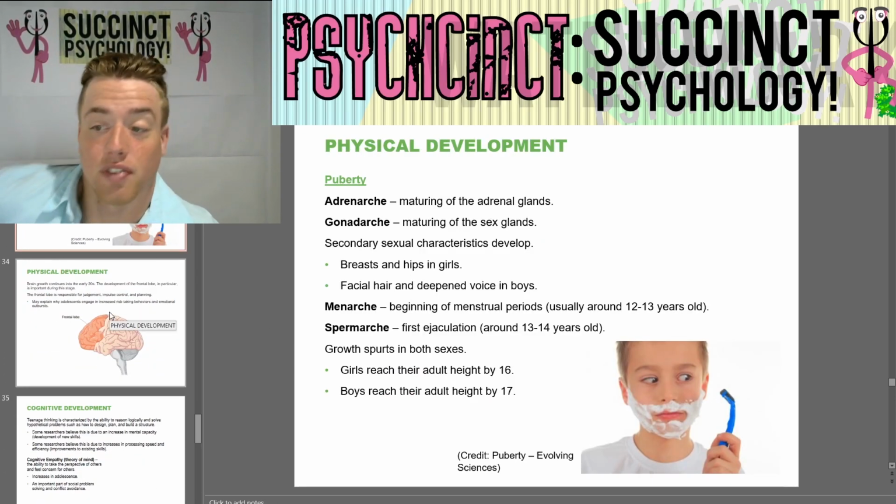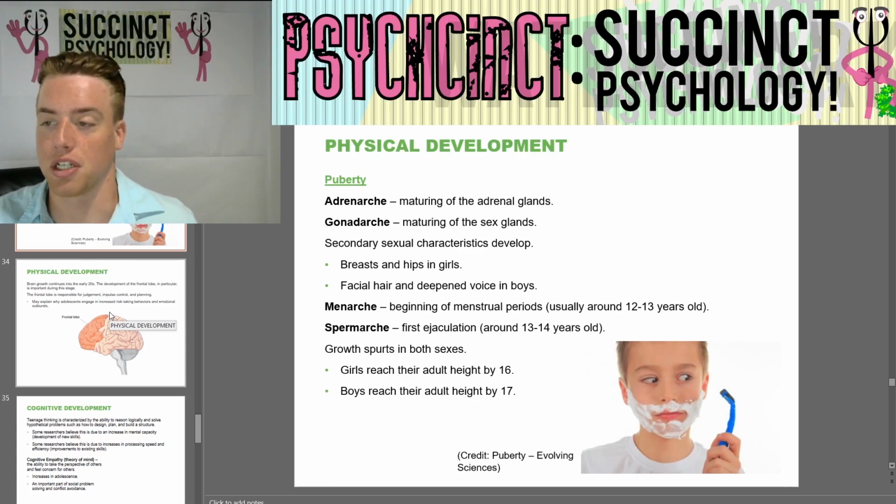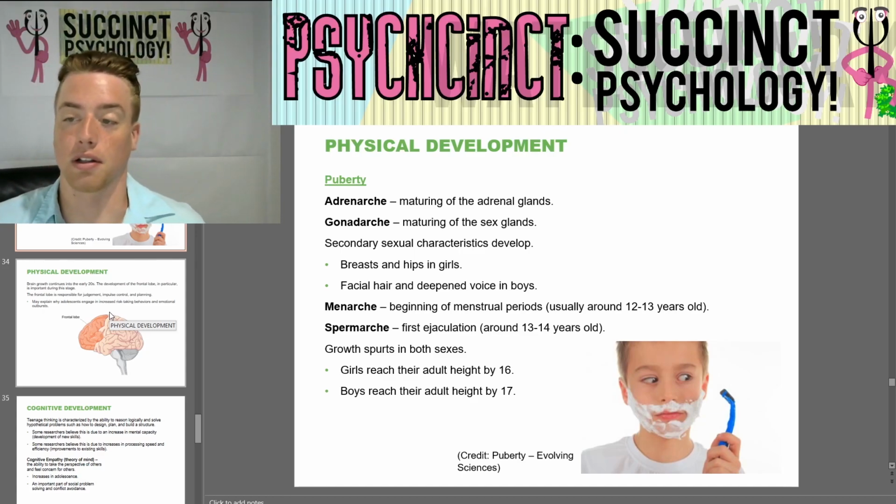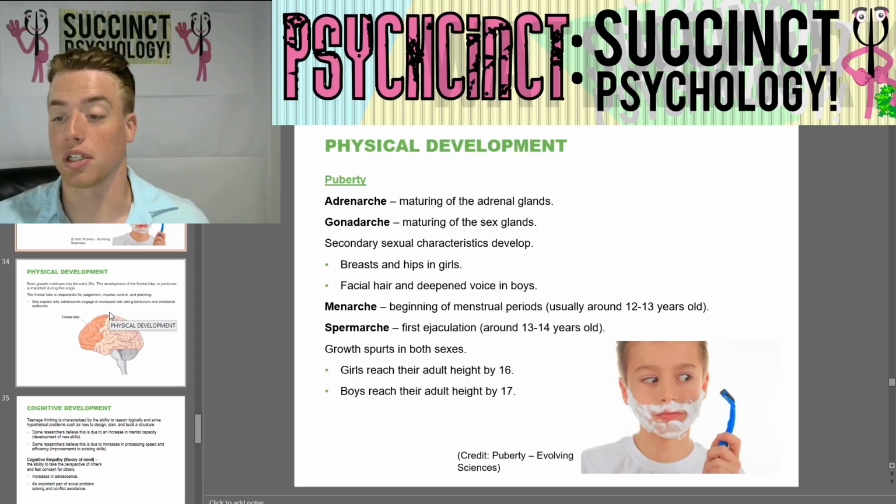Next, we have physical development. Puberty: adrenarche, maturing of the adrenal glands, and gonadarche, maturing of the sex glands. Secondary sexual characteristics develop: breasts and hips in girls, facial hair and deepened voice in boys. Menarche is the beginning of menstrual periods, usually around 12 to 13 years old, and spermarche, first ejaculation, around 13 to 14 years old. There are growth spurts in both sexes.